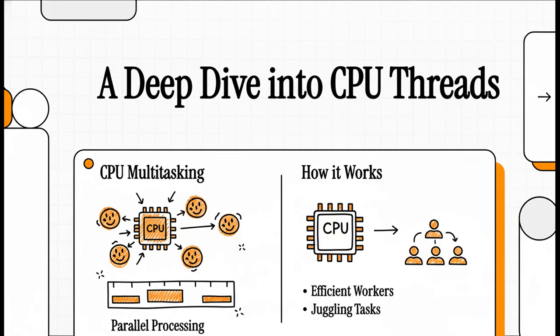Have you ever stopped and wondered how your computer is pulling off its daily magic trick? You know, streaming music with like a dozen browser tabs open while you're downloading a huge file, all at the same time? Well, today, we're pulling back the curtain on the unsung heroes that make it all possible, CPU threads.